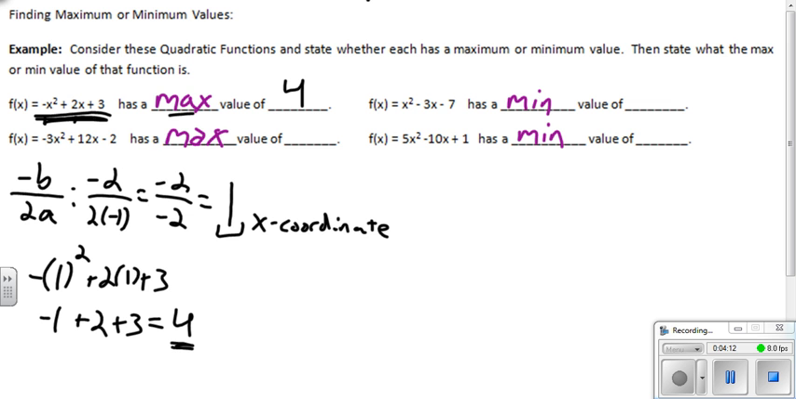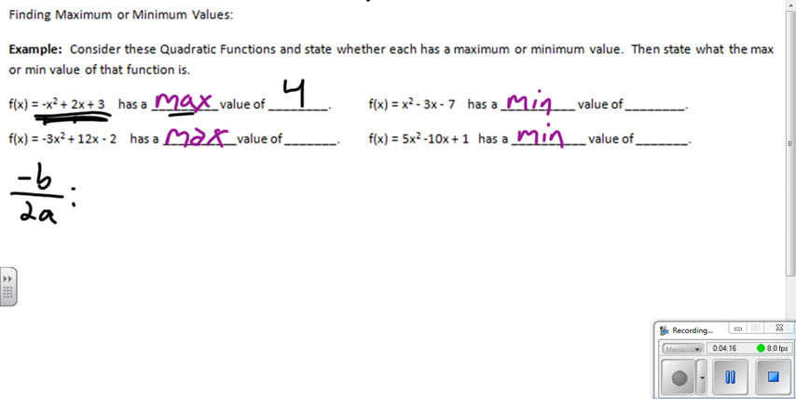Now that we know how to do that, I want to go through these other ones fairly quickly. So again, looking at this one, our b is 12, so we have negative 12 over 2 times a, which is negative 3, is negative 6. Negative 12 over negative 6 is 2. So this is our x coordinate. Plug 2 back in.